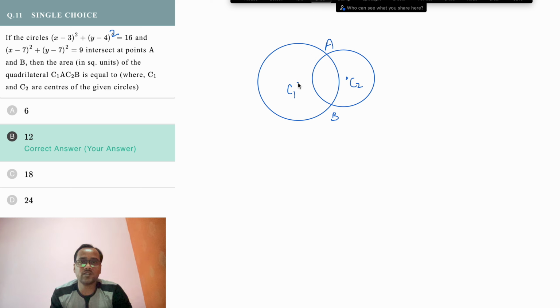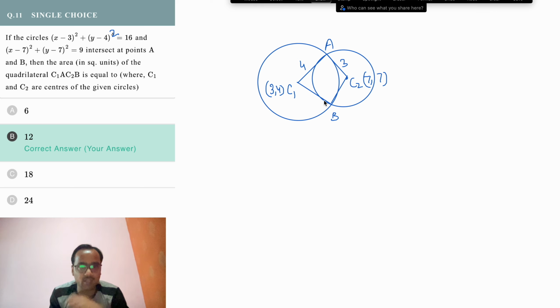Okay, let me join C1A, C2A, C1B, C2B. C1A will be 4 because circle 1 has radius 4 and center is 3, 4. The center of circle 2 is 7, 7. So 7, 7 is the center. Radius is 3. Fine. We need to find the area of C1A, C2B.